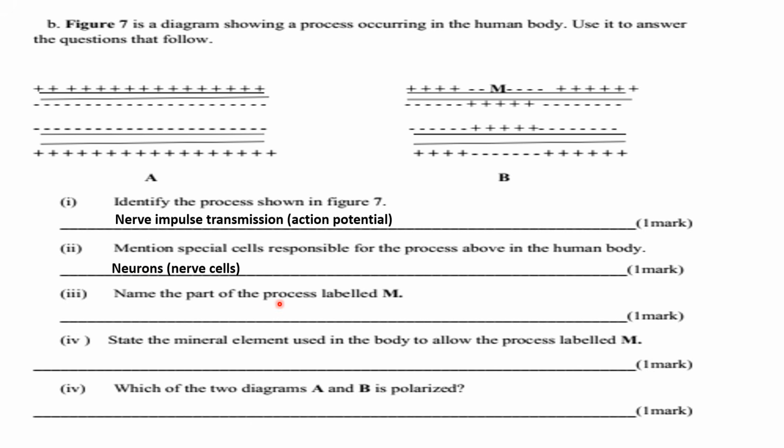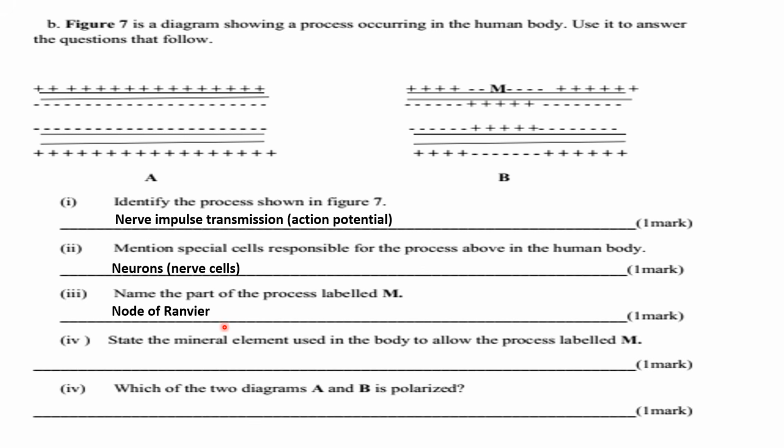Name the part of process labeled M. So this part of process labeled M is called the node of Ranvier.